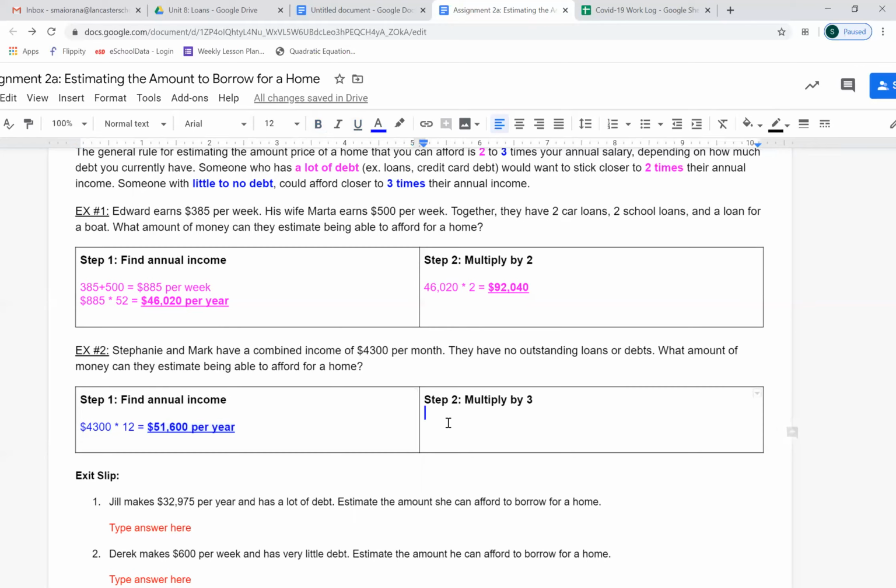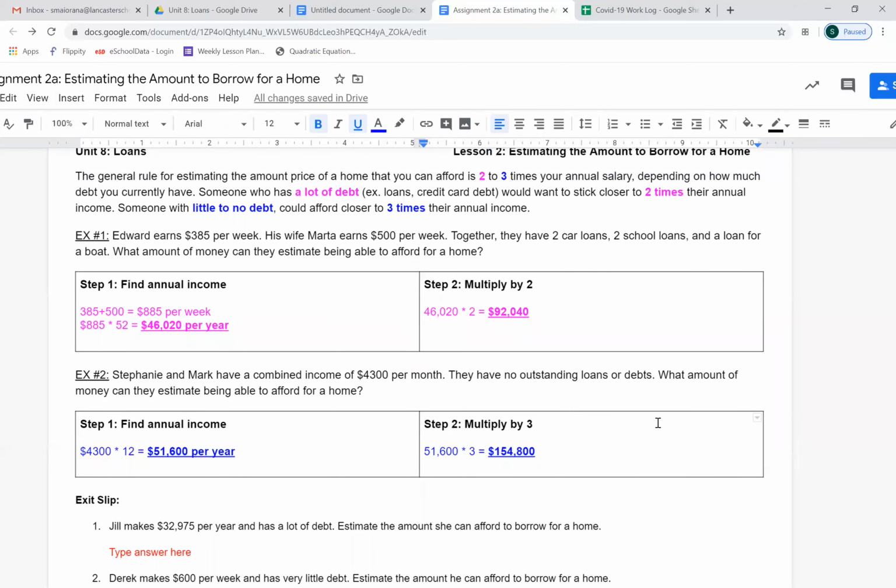So now to estimate how much they can afford to borrow, since they have virtually no debt, they can afford to borrow a little bit more, closer to 3 times their salary. So I'm going to take their annual salary and multiply it by 3. So when we crank that through the calculator, we find that they should be able to afford to borrow $154,800.